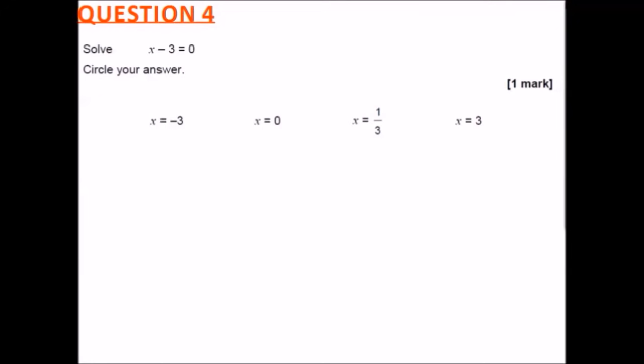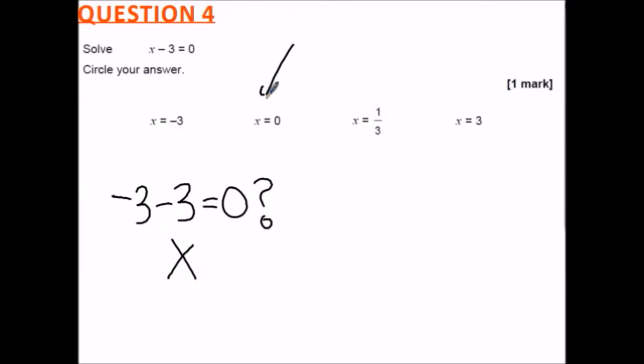Question 4. Solve x minus 3 equals 0. So it's just a case of thinking what number, when you take away 3 from it, will give you 0. So let's have a look. If x is minus 3, is minus 3 minus 3 equal to 0? Minus 3 take away another 3, it'd be minus 6, so that doesn't work.